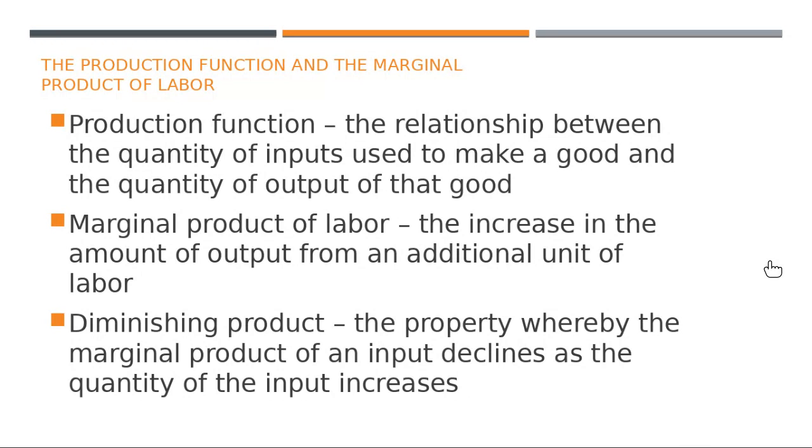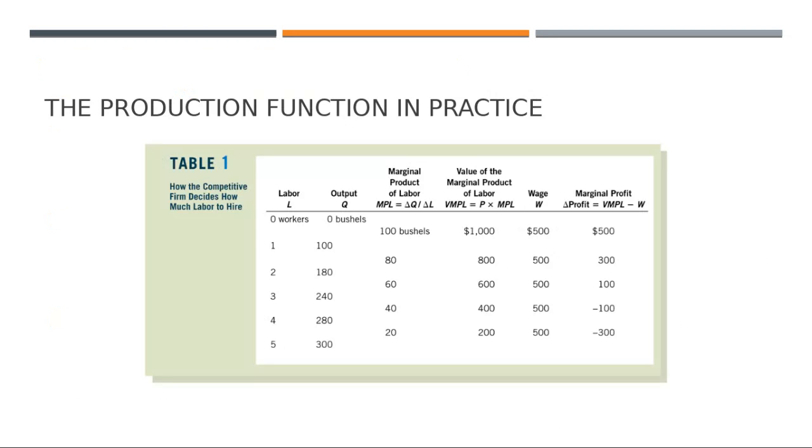And diminishing product is the property whereby the marginal product of an input declines as the quantity of the input increases. So we can plot this in a table as we'll see in table 1. And so what we find here is the production function shows us how much labor is increasing, which is our input in this case, how increases in labor correspond to increases in output.